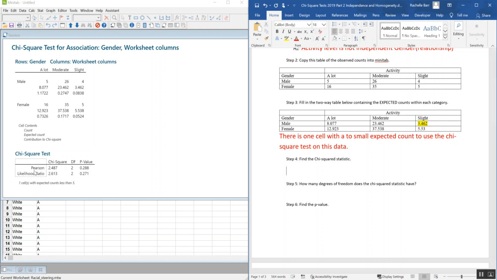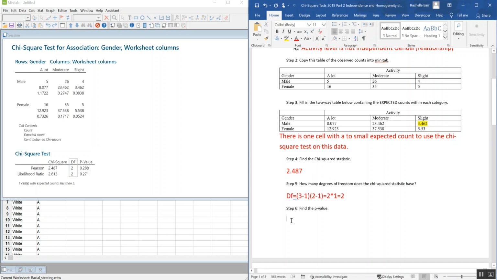Step 4, I need the chi-square test statistic. We can read that right off the chi-square test. It's the Pearson one, so it's going to be 2.487. We've been doing the Pearson chi. The likelihood ratio isn't that different. How many degrees of freedom? Well, there were 2, but let's actually calculate it so you can prove to yourself it is 2. I know Minitab gives it to you, but there's a reason. When you look at the activity level, there are 3 categories there, so you get 3 minus 1 from the columns. And from the rows, there are 2, male and female, so 2 minus 1, which would give you 2 times 1, which is just a 2. Or you can read it off of the chi-square test values in Minitab.